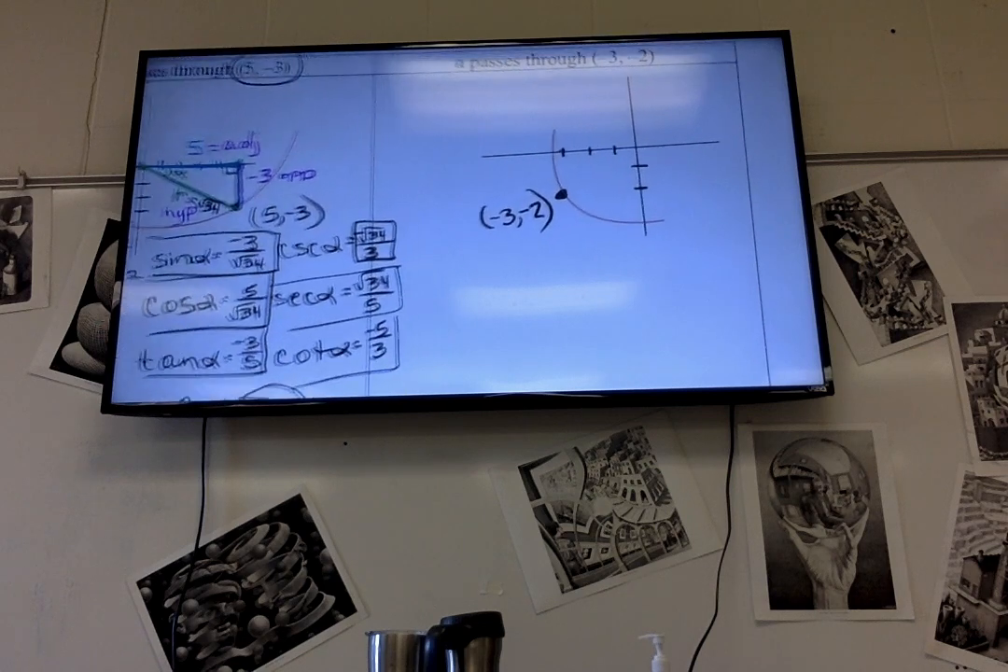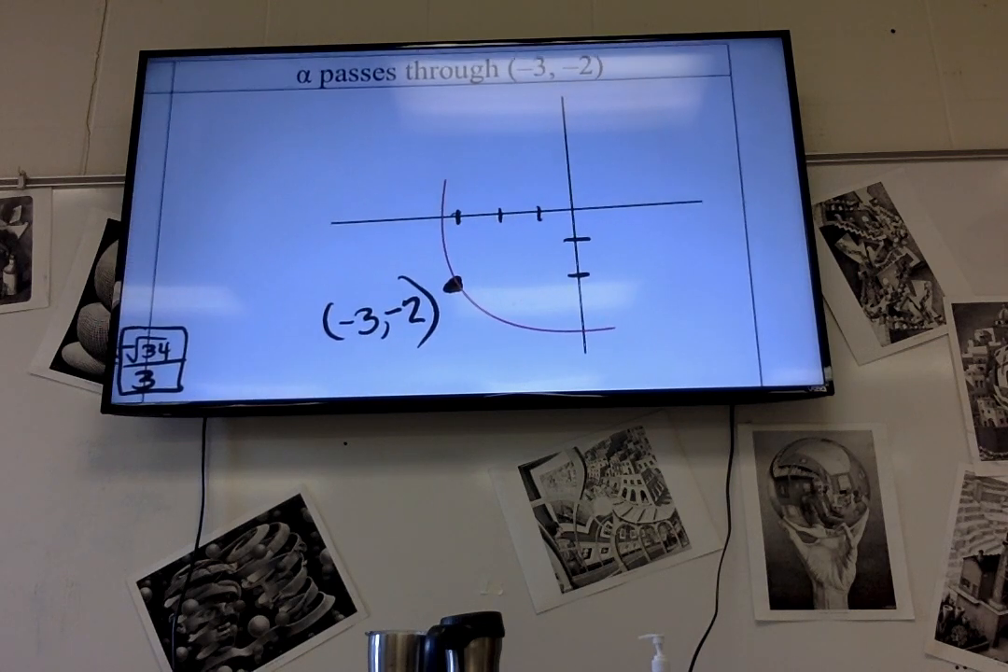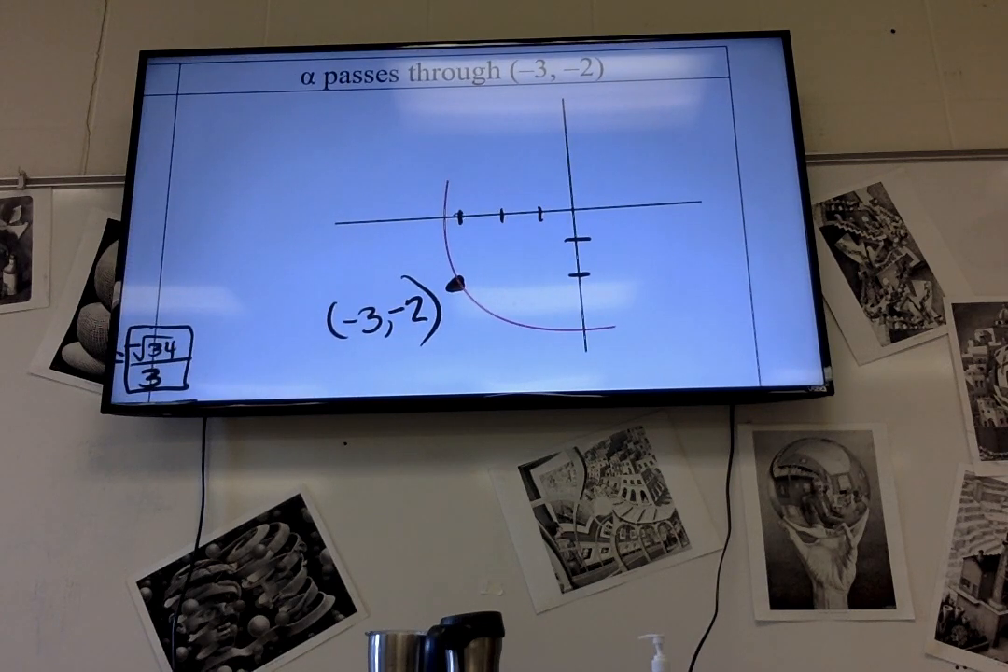Okay, if I plot negative 3, negative 2, it's going to end up in the third quadrant. And I knew if I draw this triangle that goes from 0, 0 to that point, and then I turn it into a triangle so that it includes my reference angle, it's going to look like that. So there's my reference triangle.